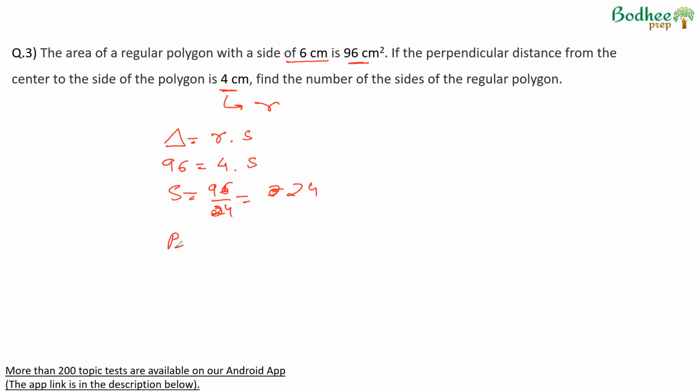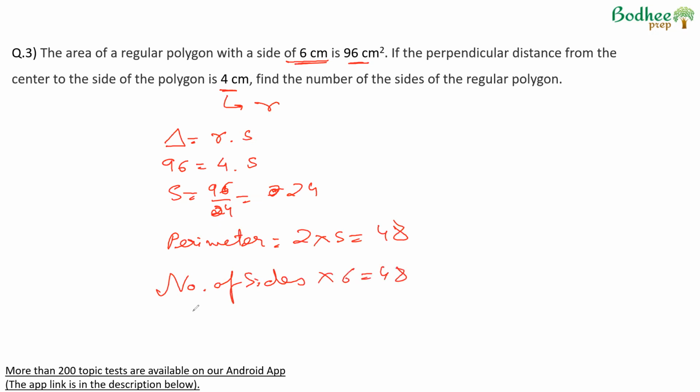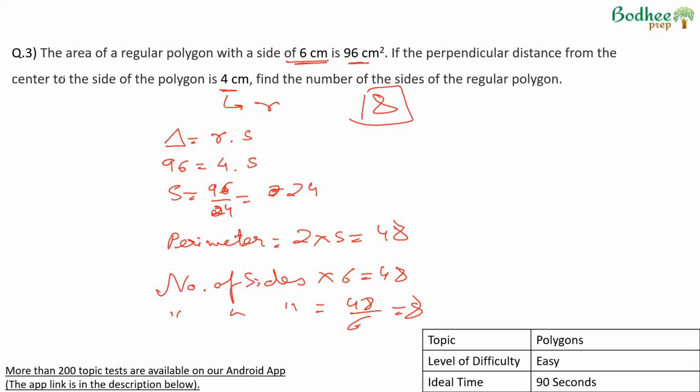And therefore the perimeter of the polygon should be double of the semi-perimeter, that is 2 into 24, which is 48. Each side was 6, therefore number of sides into length of side, which is 6, should be the perimeter. So number of sides of the polygon is nothing but 48 by 6, which is 8, becomes my answer. I think easy question because we know this formula now. Area is equal to R into S. Once you put the formula, you get the semi-perimeter, and then it's just one division that is required. About a minute and a half should be good enough to solve.